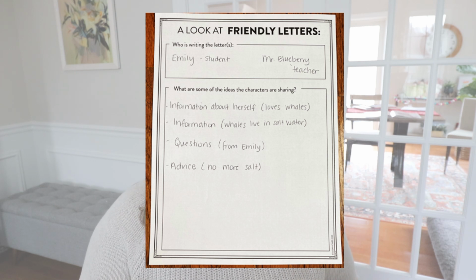And then as we read the letters, I like to have them identify what types of ideas these characters are sharing. Information about herself. Emily shares that she loves whales. Information about whales, that they live in saltwater. They're asking some questions, and Mr. Blueberry is giving some advice. Now, I wouldn't have that take too long. It would really just be a quick think aloud, and you are modeling these types of answers, and you might have some student input from your class too as you write those on the board.